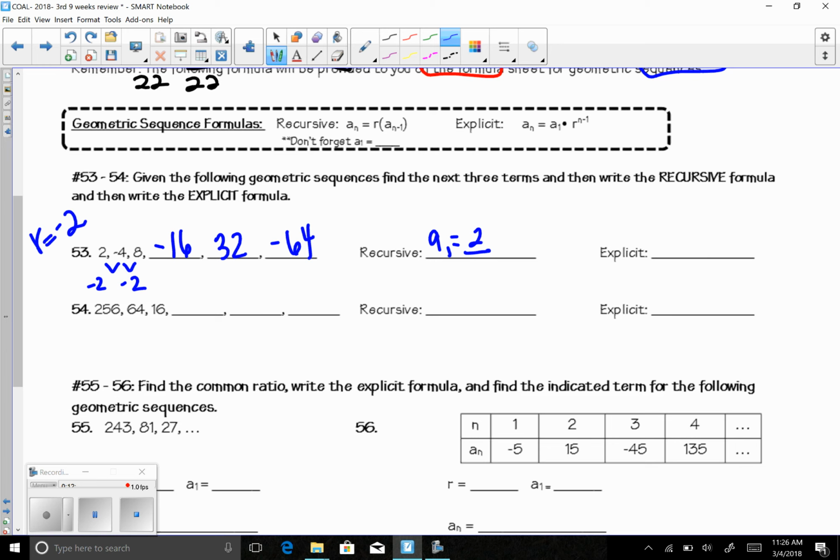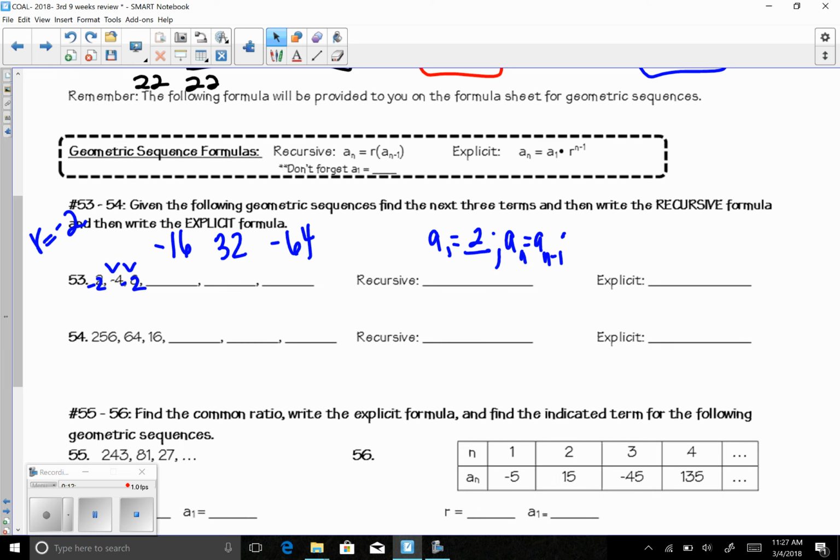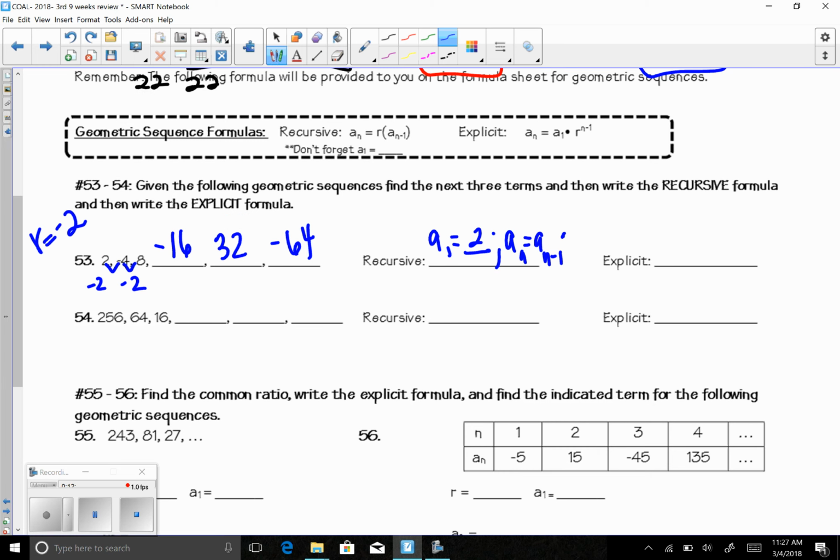Okay, a_n is a sub n minus 1 times whatever r was, and in this case, -2. Explicit formula: a_n equals a sub 1, which was 2, times -2 to the n minus 1.